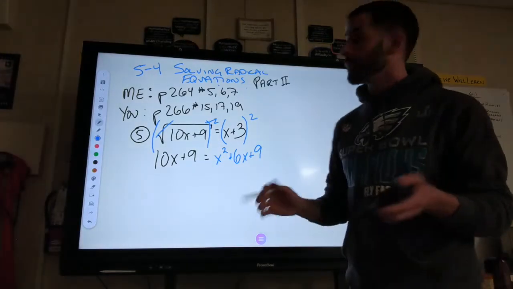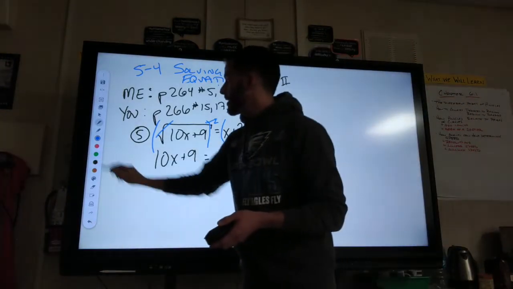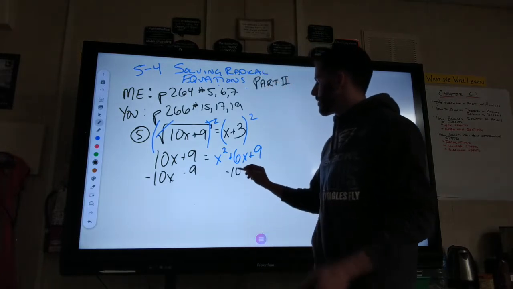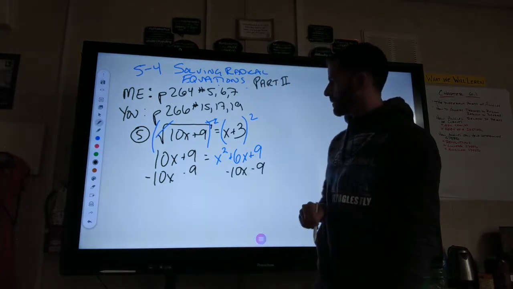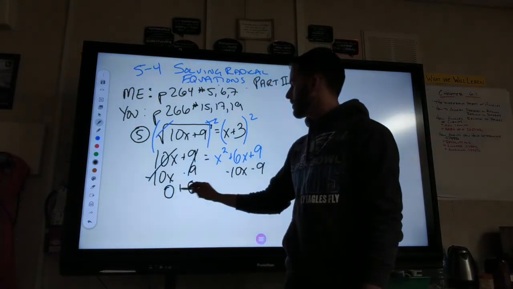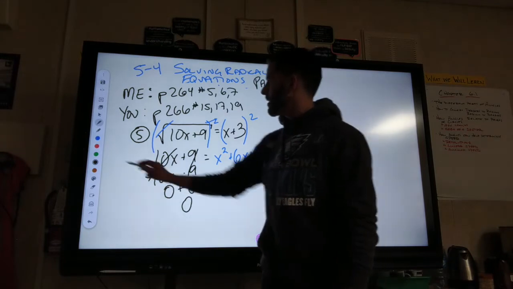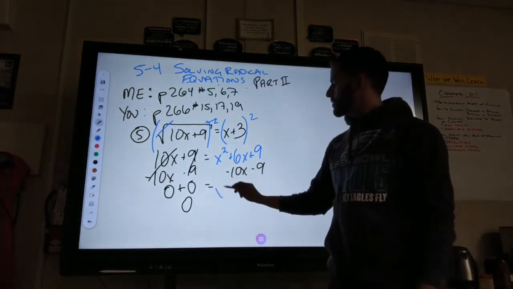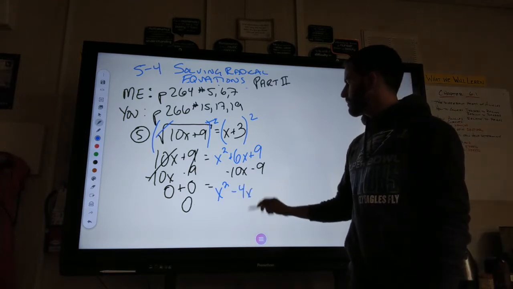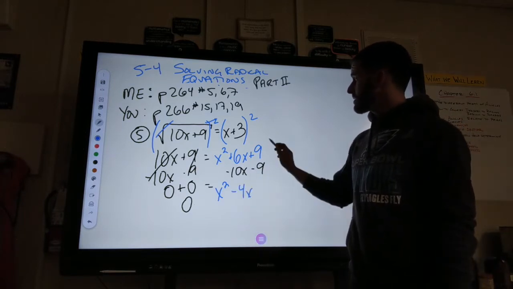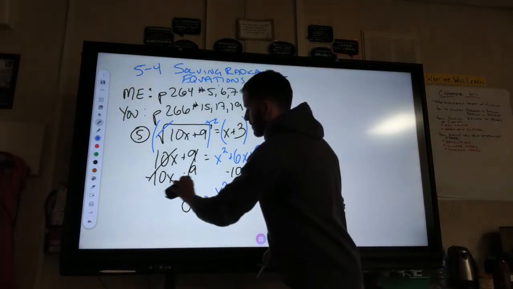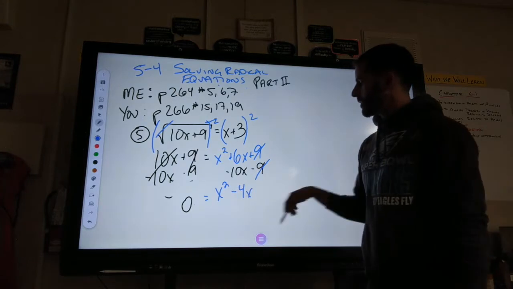I don't know what it's going to look like, but I know that I need to get 0 on one side. So let's take away 10x by lining up like terms. 10x minus 10x is 0. 9 minus 9 is 0. So I just have 0 on this side. X squared doesn't have any friends. 6 minus 10x is negative 4x. And then lucky us, 9 minus 9 is 0. So right now I have 0 equals x squared minus 4x.